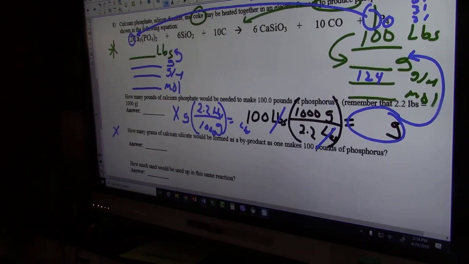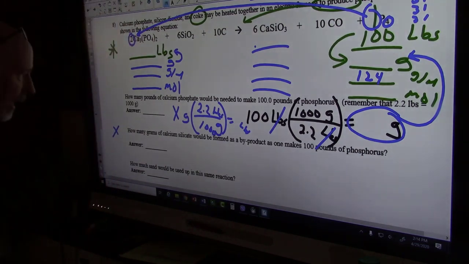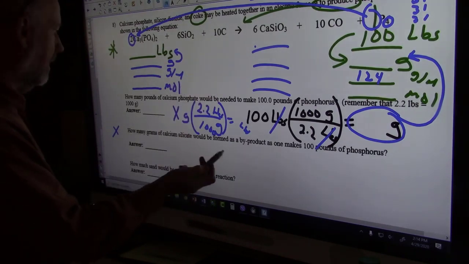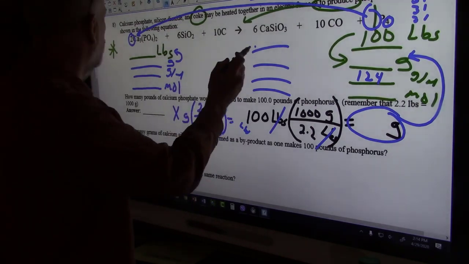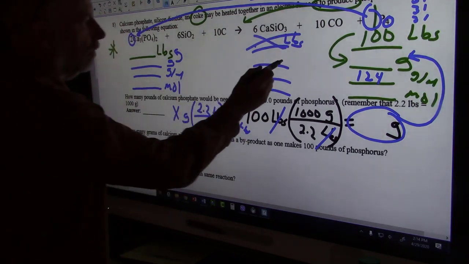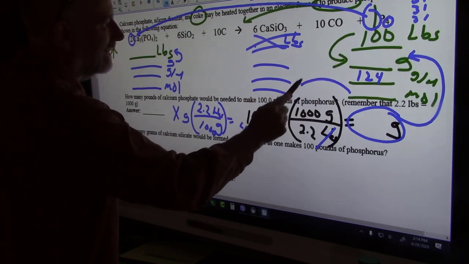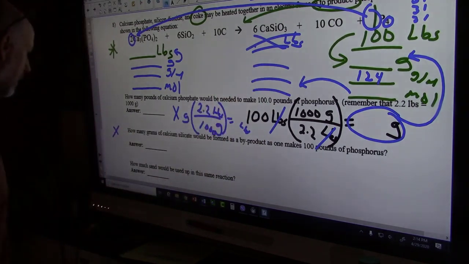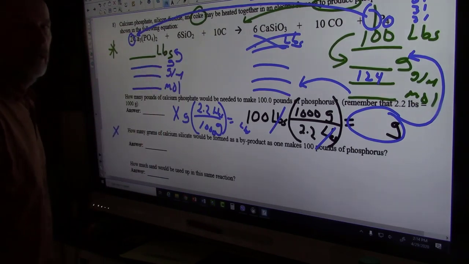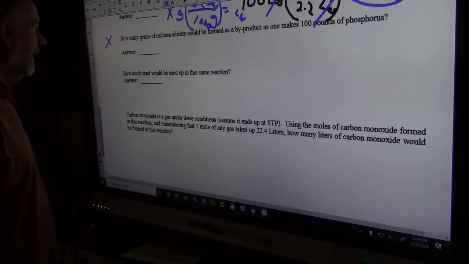How many grams of calcium silicate? That's this one. How many grams of calcium silicate would be formed as a byproduct as you do this? All right, so basically it's saying how many grams. You don't have to switch this one to LBS. Boy, am I ever nice. Just go to grams. So it's a 1 to 6 mole to mole ratio here. Calculate the grams. How much sand? You know which one of these is sand? It's silicon dioxide. Wisconsin's famous for making frac sand, right? SiO2. And how much?